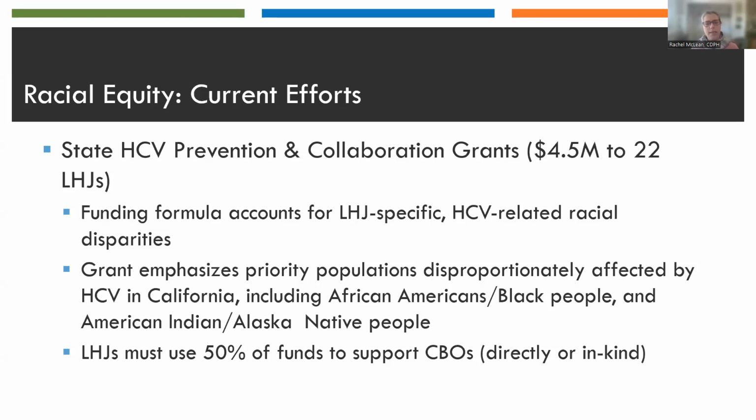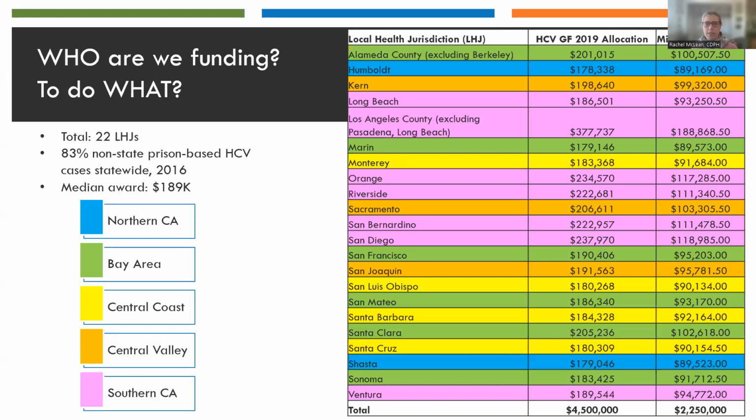And the cool thing is that at least 50% of these funds must be used to support a community-based organization in the jurisdiction, either through direct funding or through in-kind support. So this is really helping to increase the capacity for Hep C services on the ground in a way that is really unprecedented. This is the first major investment of ongoing state general funds in California's history. These are the jurisdictions that are being funded, which overlaps with the Ending the HIV Epidemic's jurisdictions for the most part.